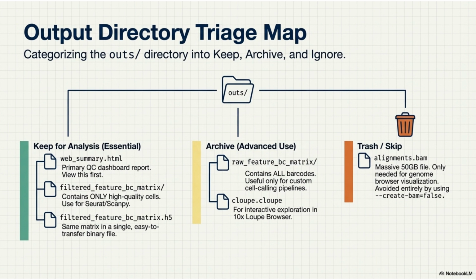Cellranger produces an outs directory. The essential files to keep include the web summary and the filtered feature barcode matrix for downstream analysis. Archive the raw feature matrix and ignore the large alignment BAM file, as it's rarely needed for standard analysis.